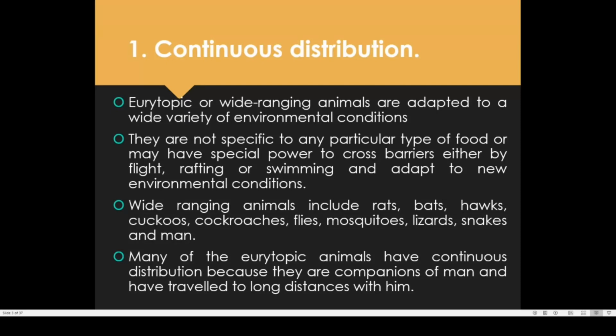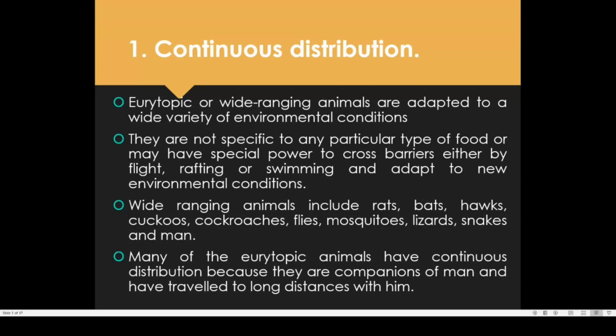There is another term for continuous distribution. It is also known by the name cosmopolitan distribution. Cosmo means world, so it is present all over the world. So either we can use the term continuous distribution, or we can use the term cosmopolitan distribution. Both are referring to the same idea. Here animals are present worldwide, that means in almost all the parts of the world except a very few regions. Such animals exhibiting a wide range of distribution are known as cosmopolitan animals, and their distribution is known as cosmopolitan distribution, otherwise known as continuous distribution. That means they are present from one country to another country. There is a continuity in their distribution. That is why it is known as continuous distribution.